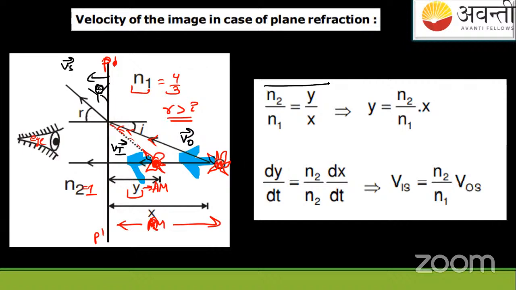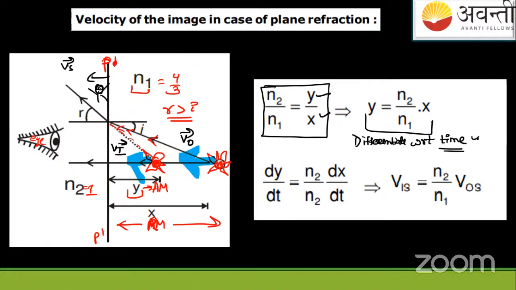Okay, I'm standing here. So I know this formula: this is apparent, this is real. We have to modify it. Just differentiate both the sides with respect to time. You'll get dy by dt, which is basically n2 by n1 times dx by dt. Let me write this thing here. You'll get a very nice expression.